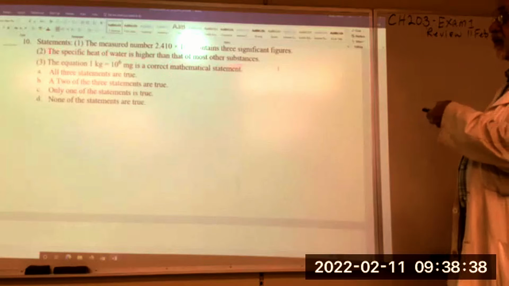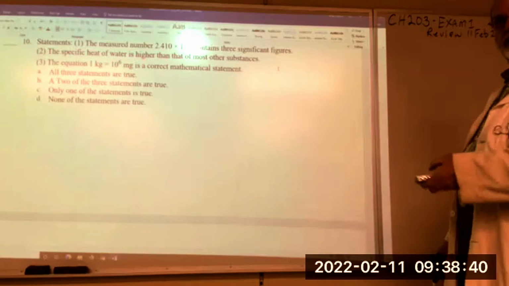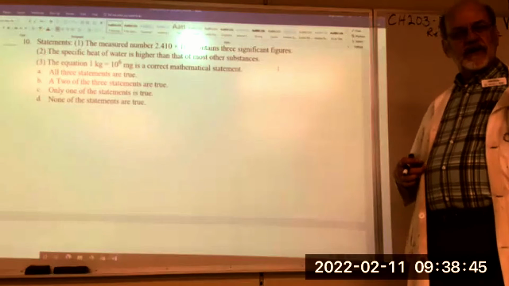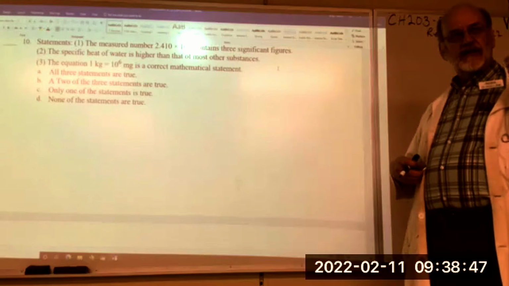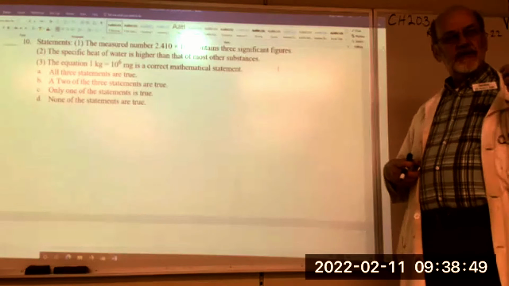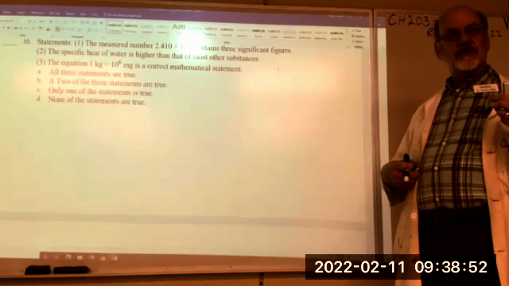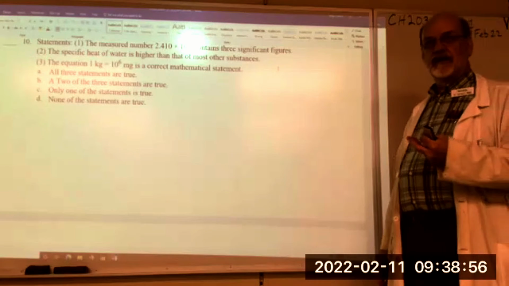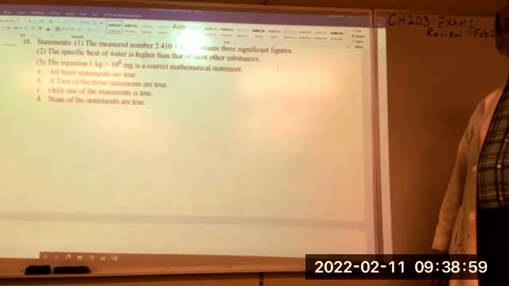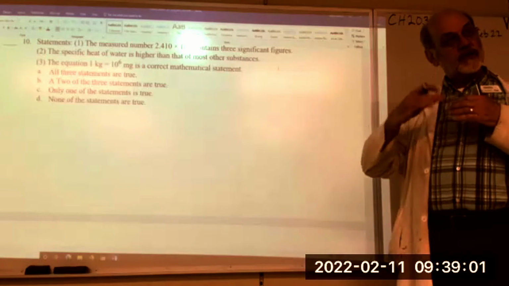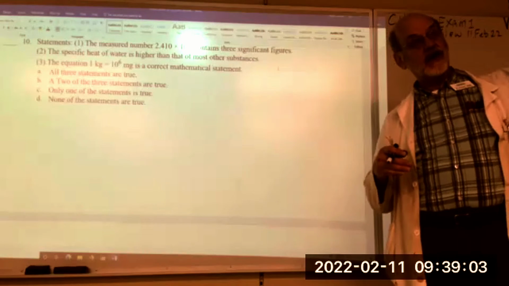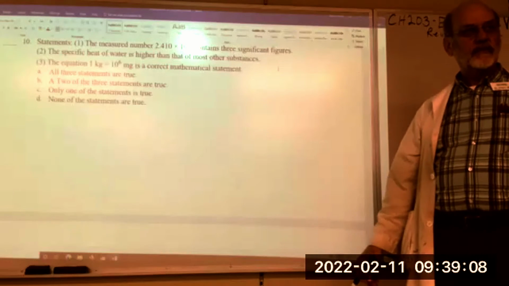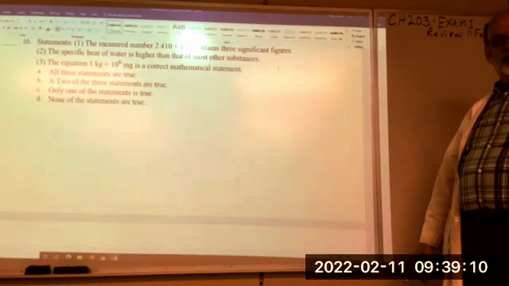But this statement is true, actually. The specific heat, I'll just give it to you, is the amount of heat that a substance absorbs to change its temperature 1 degree Celsius. So if it takes a lot more heat to change the temperature 1 degree Celsius, that means its specific heat is higher. And the specific heat for water is one of the highest naturally occurring.